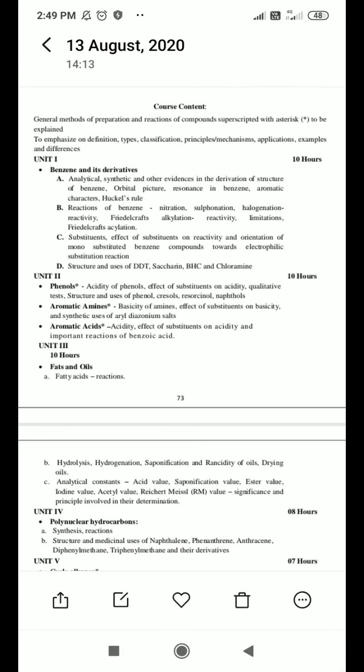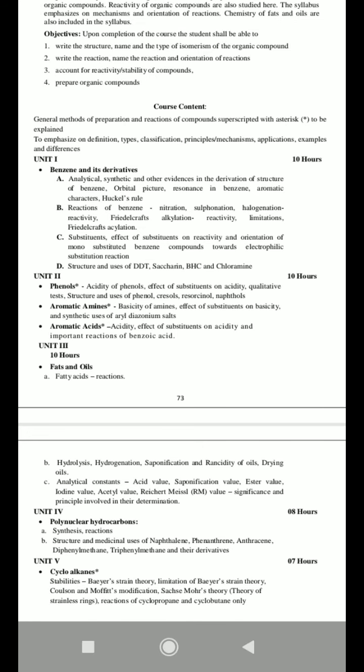aromatic character means what is the basic requirement if a compound is aromatic. Just like benzene has a cyclic structure, but it has alternate double bonds. This is the first criterion required for aromaticity. Then Huckel rule. Huckel rule is for aromaticity of benzene. It will be studied in detail at the time of lecture.